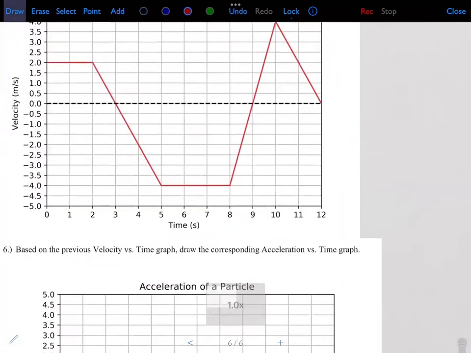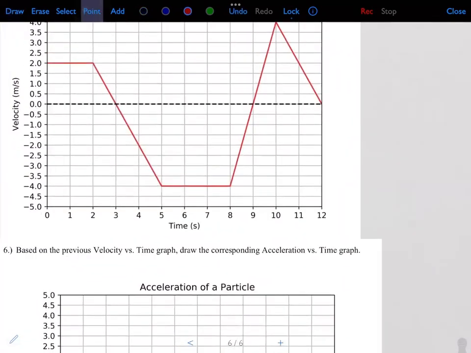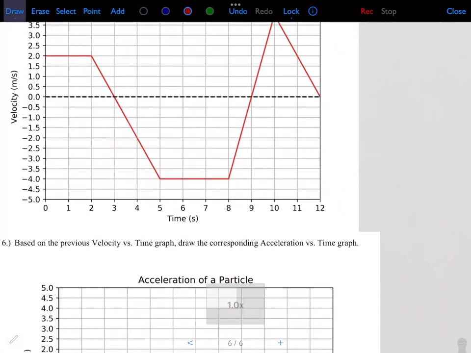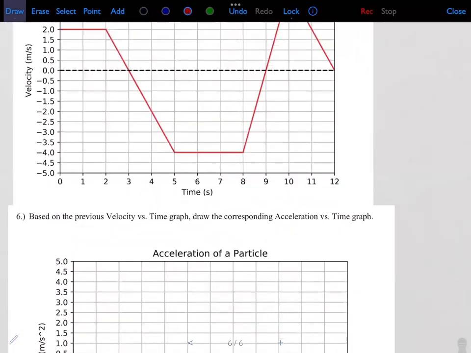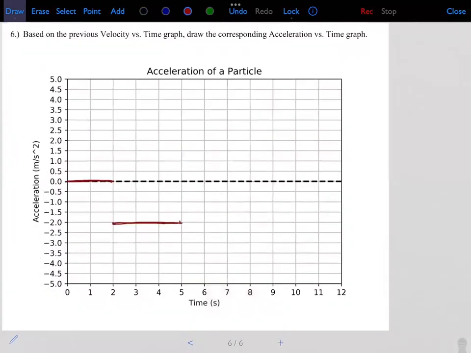From 2 to 5, I'm going from 2 to -4, right? So the rise is -6 and the run is +3. So -6 divided by +3 is -2. So it looks like the acceleration is -2 from 2 to 5. So that would be the acceleration there. Then from 5 to 8, it's 0 again. So something like that, right at 0.